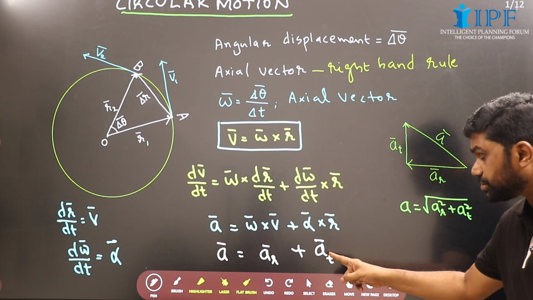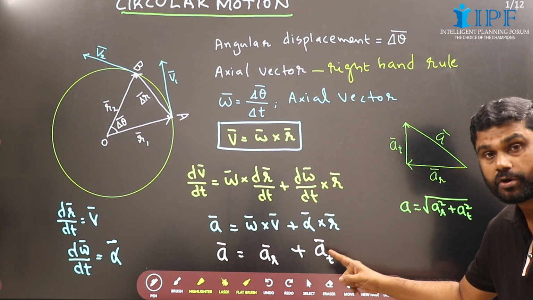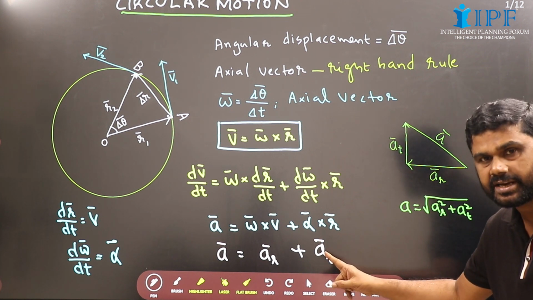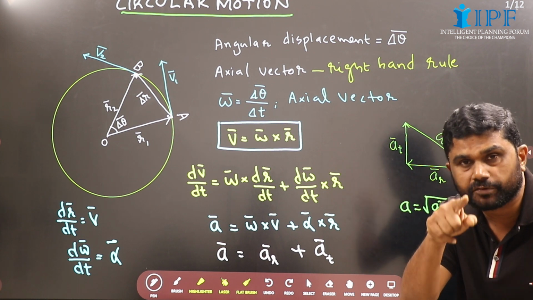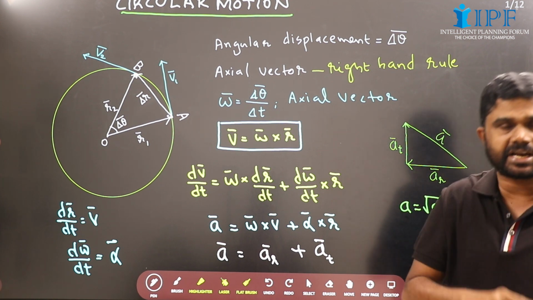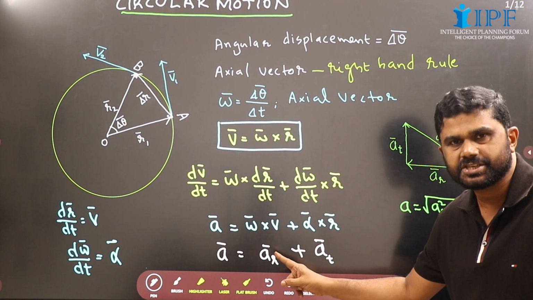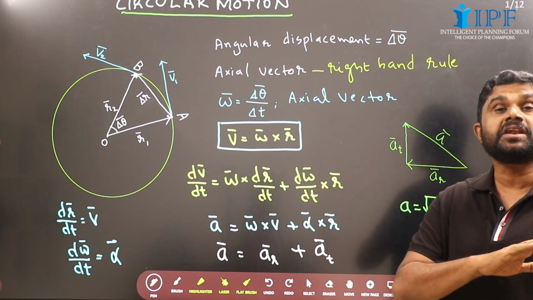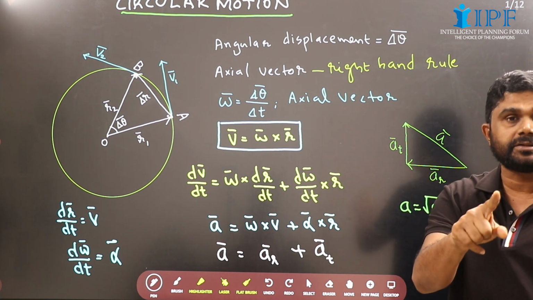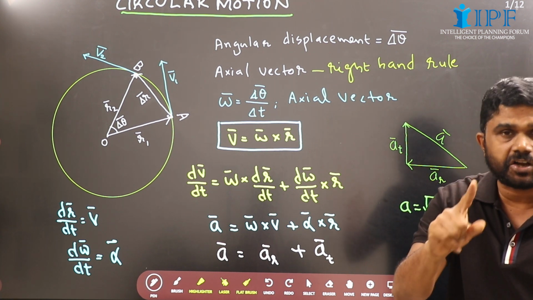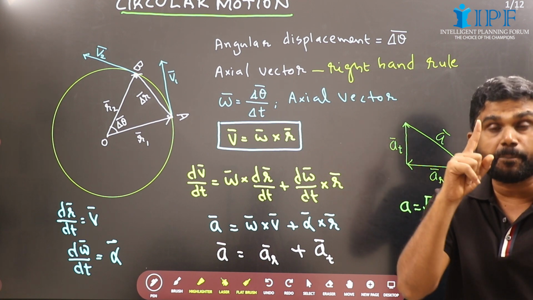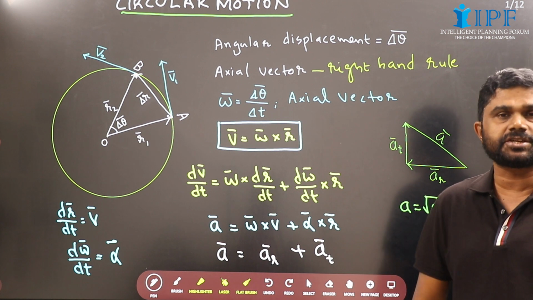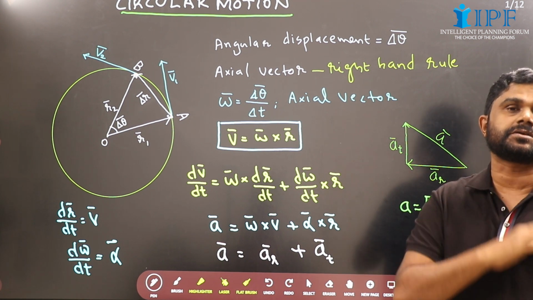This tangential acceleration is due to the change in the magnitude of velocity. So there will be tangential acceleration only if the magnitude of the velocity changes with time. This radial acceleration is due to the change in the direction of linear velocity. Whenever a body is moving in a circular path, the direction of the velocity must be changing. So the body must be experiencing radial acceleration. Without radial acceleration, no body can move in a circle.